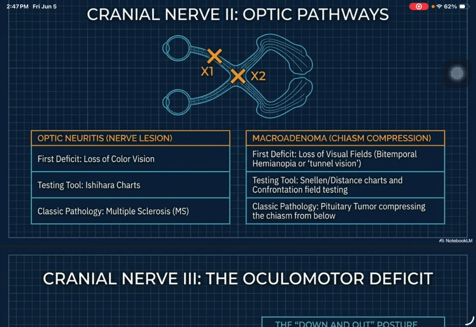This is the macroadenoma. Macroadenoma is compression of the optic chiasma. Above the optic chiasma, if there is any tumor, it's called a craniopharyngioma, and below the optic chiasma, if any tumor arises, it is called a macroadenoma. So any compression above or below causes bitemporal hemianopia or tunnel vision.